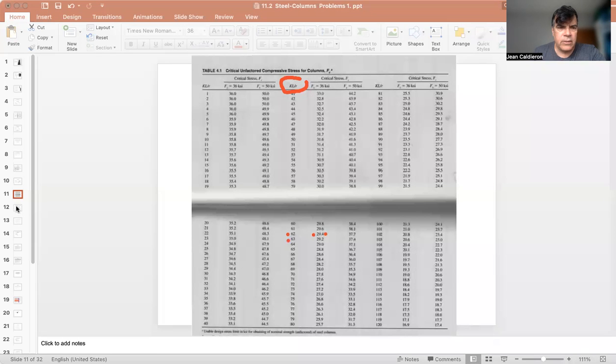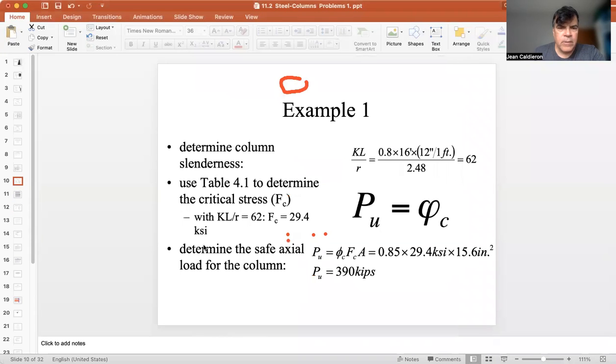The problem is almost ready. We have a second formula that is the safe axial load. This is the formula. PU is the safe axial load that we want to find. Phi is a constant, always 0.85. Fc is what you just calculated. From this element, we got 62. We go to the table and it became 29.4. We write 29.4. And finally, we multiply it by the area that we receive from the problem. And we arrive at the conclusion that the axial load of this column is 390 kips. And that concludes problem number 1.